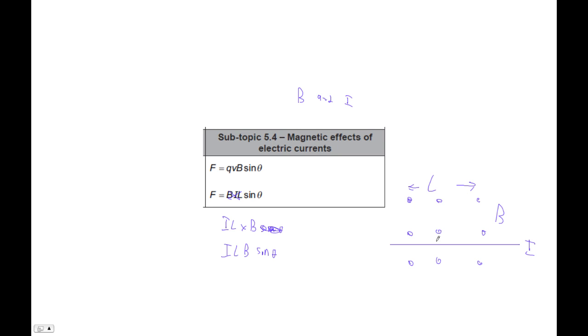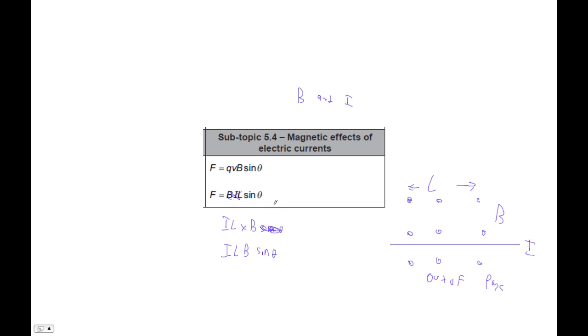Okay, so in this case, the magnetic field is out of the page, right? And this is in the page, and so this is 90 degrees. Sine of 90 is 1. So we're all set for that, right? That usually they're 90 degrees, and we don't worry about that.